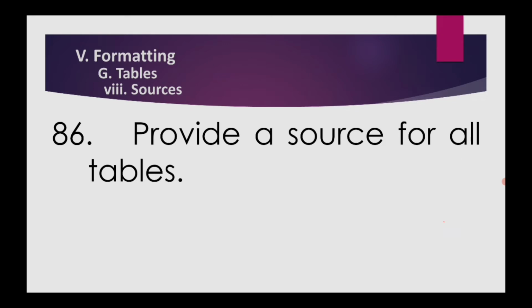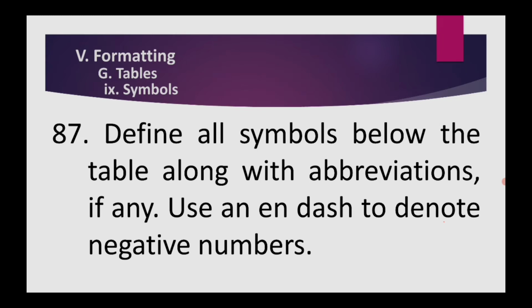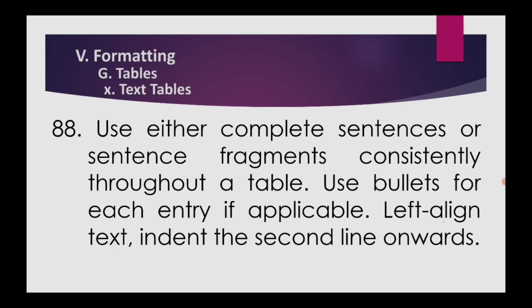Sources. Provide a source for all tables. Symbols. Define all symbols below the table along with abbreviations, if any. Use an en dash to denote negative numbers. Text tables. Use either complete sentences or sentence fragments consistently throughout a table. Use bullets for each entry if applicable. Left align text. Indent the second line onwards.